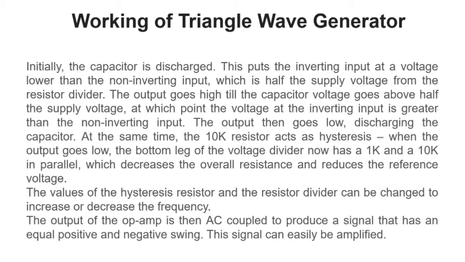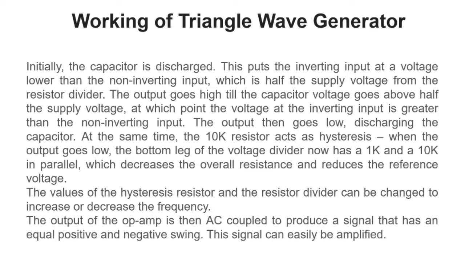When the output goes low, the bottom leg of the voltage divider now has a 1K and a 10K in parallel. This decreases the overall resistance and reduces the reference voltage. The values of this hysteresis resistor and the resistor divider can be changed to increase or decrease the frequency.